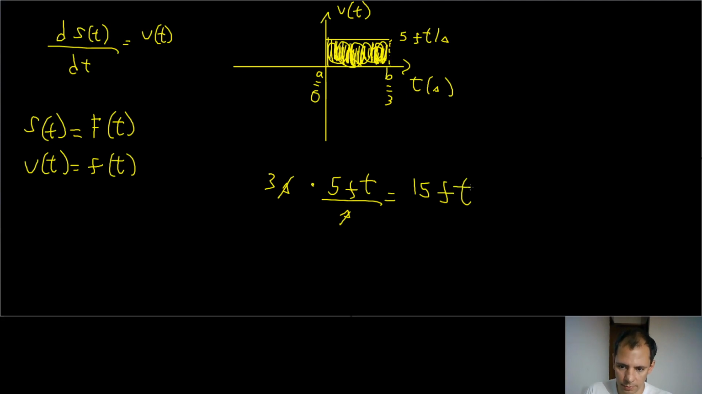15 feet. So what is this? Feet. It's a unit of space. It's not a unit of velocity, it's not a unit of time, it's a unit of space. So you see that when you find the area under the graph of the derivative equation, you get something that's related to the antiderivative equation, to the integration equation.